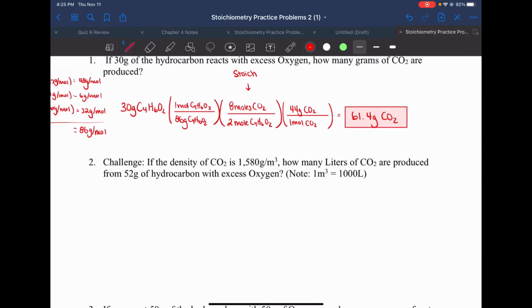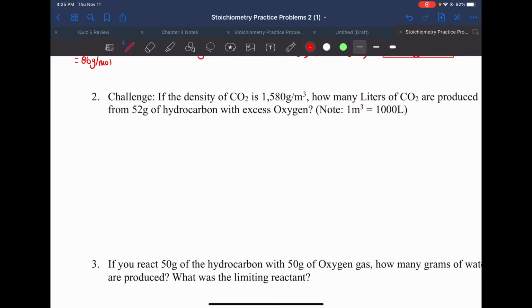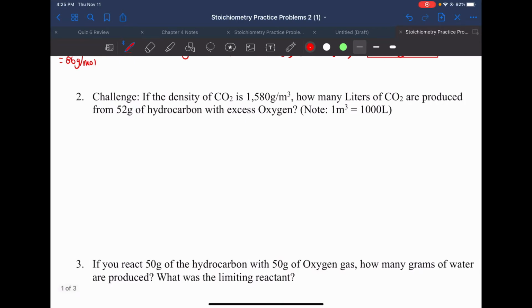All right, next one. If the density of CO2 is 1,580 grams per cubic meter, how many liters of CO2 are produced from 52 grams of the hydrocarbon with excess oxygen? Okay, again, if you're looking at this problem as a whole, you may be freaking out. Let's take it one step at a time. Where do we start? Well, we were told we start with 52 grams of the hydrocarbon, so that's a good place to start.